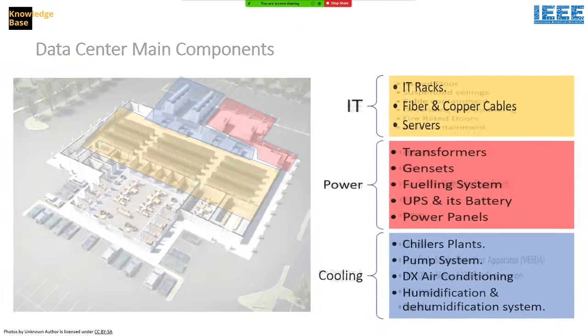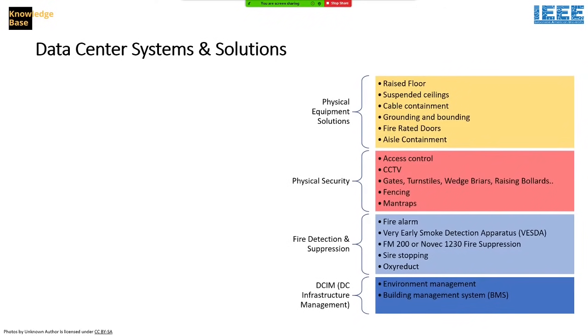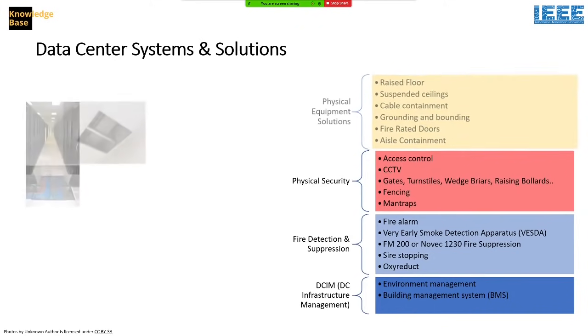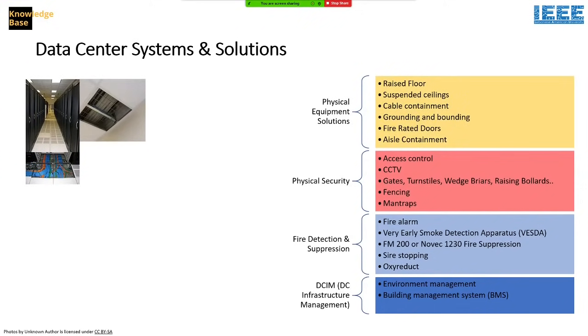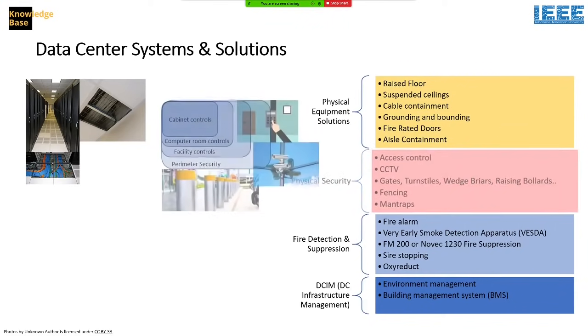And then to complement a data center, we have also other systems that come along. First is the physical equipment and solutions. And here you have your raised floors, your walls, the building itself, the type of containment you have, the grounding and bonding, so all the supporting physical systems for the power, cooling, and IT. And you have the security.